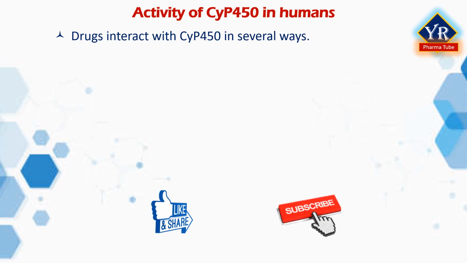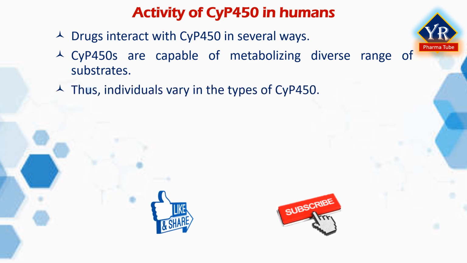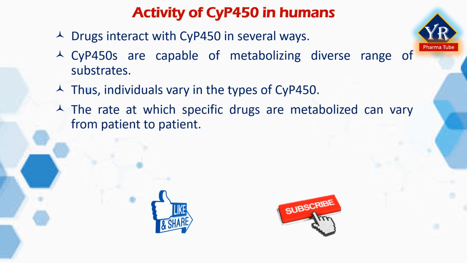As discussed before, there are a variety of these enzymes in humans and they are capable of metabolizing a chemically diverse range of substrates, ranging from drugs and food toxins to environmental chemicals. Because they are diverse in nature, individuals vary in the types of cytochrome P450 enzymes they may have. As a result, the rate at which specific drugs are metabolized can vary from patient to patient, thus introducing an element of uncertainty into what the therapeutic dose of those drugs should be.